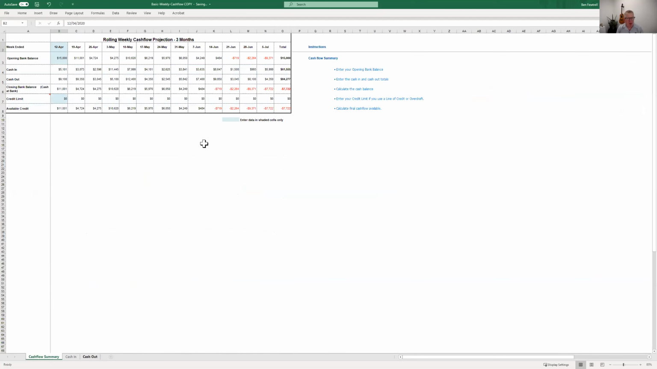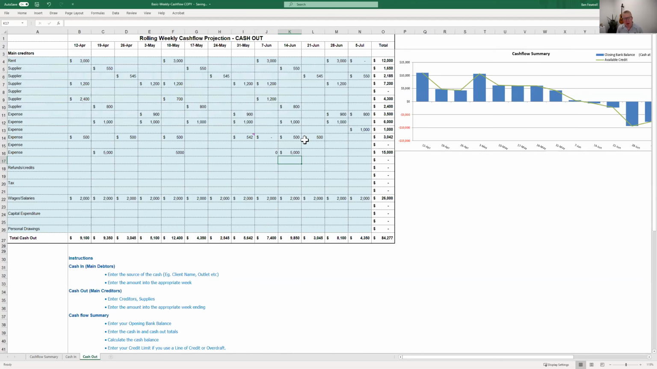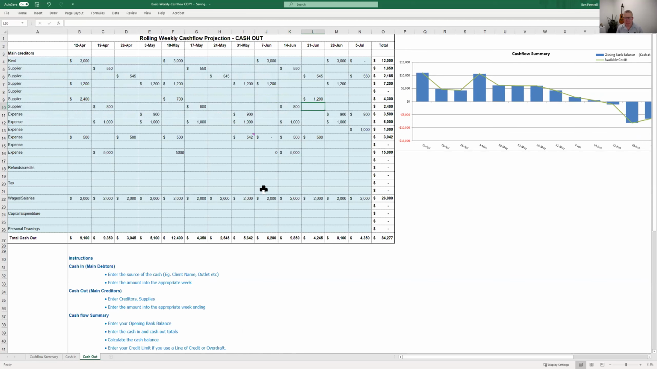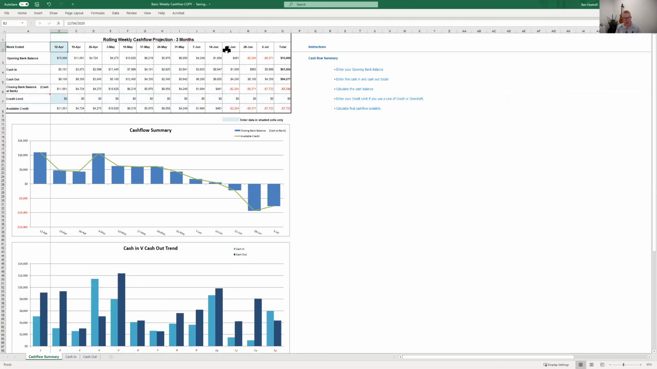So I've got to now go to my cash out and go, okay, what have I got that I've got to pay? What can I delay? So this person here, I ring up and I say, can I pay that later? And they go, yep. I can't pay it for 2 weeks after that due date. Is that okay? They go, yep. Okay, now let's have a look at a cash flow. Now I've given myself to the 21st of June, still not fixing the problem, right?